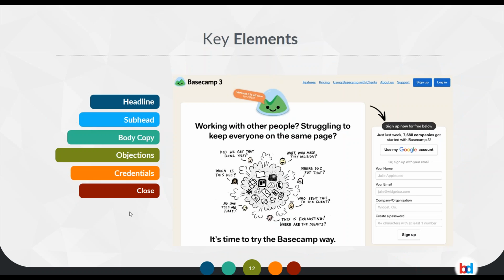37 Signals used to own Basecamp. Somebody else, I think, owns Basecamp now. I forget who bought it. But Basecamp has designed over the years, if you want to use the Internet Wayback Machine, without question, some of the best landing pages that I have ever seen. I'm not sure who's done their stuff. I think all their stuff is done in-house, but it is the best stuff I've ever seen. Headlines, subheads, body copy, they have great design, they have great credentials, they did great with objections. I'll show you some other ones later about dealing with objections, and they have a very high closure rate.